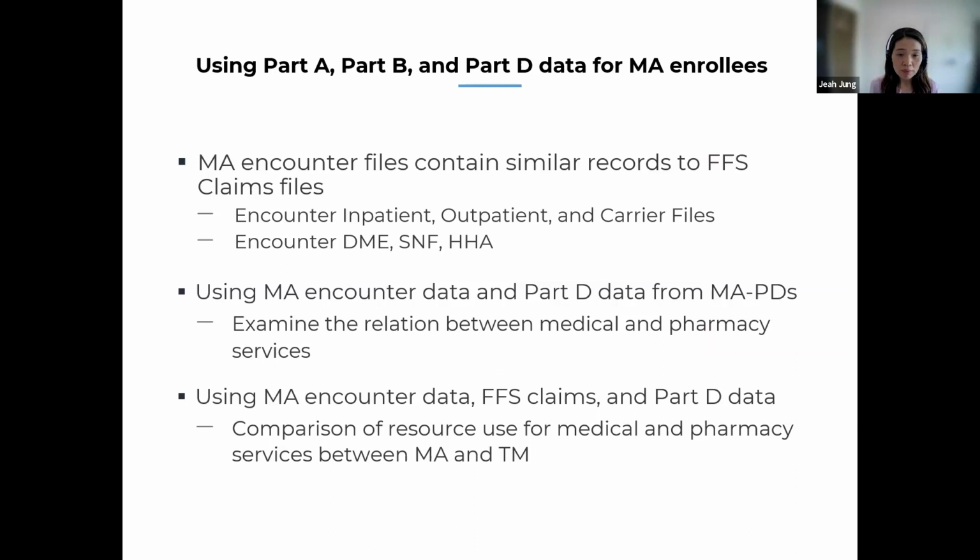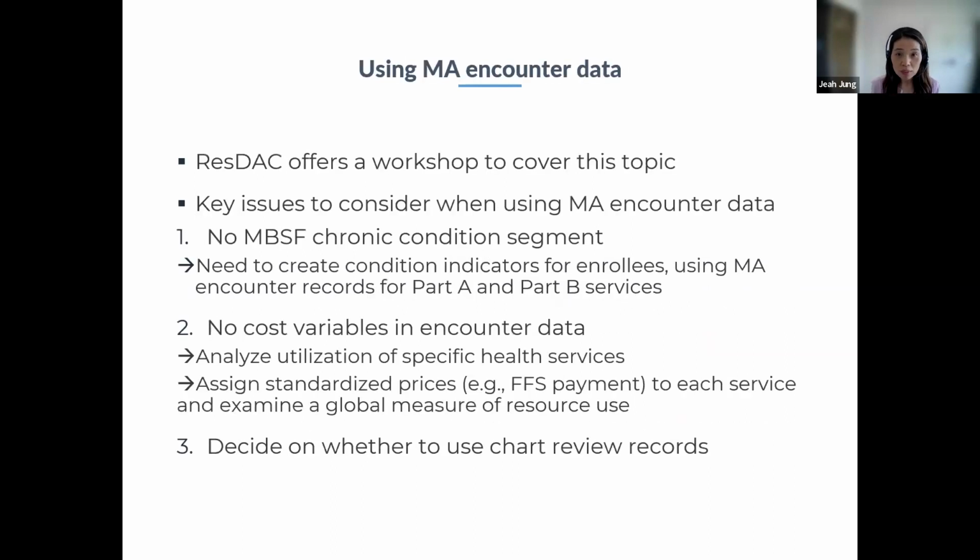And then we have Part D data. We can select the Part D data from MAPDs or using PDE, then you can examine the relation between medical and pharmacy services for MA enrollees. So in this study, I'm going to show how we used MA encounter data, fee-for-service claims, and Part D data to compare resource use for medical and pharmacy services and quality of care between MA and TM, or fee-for-service.